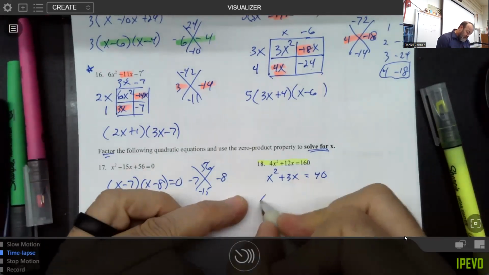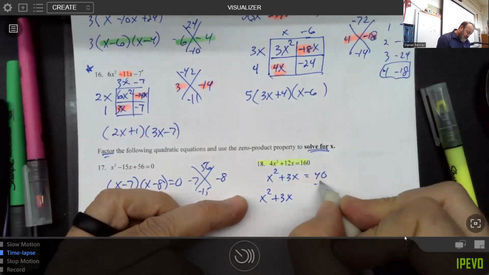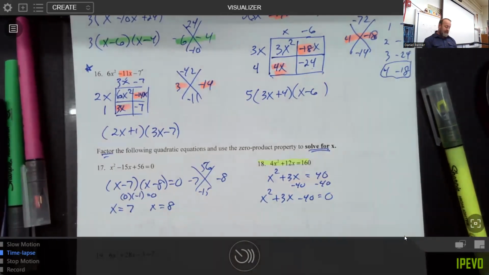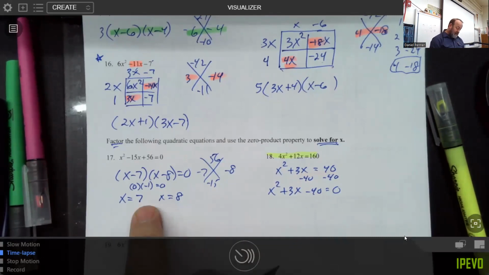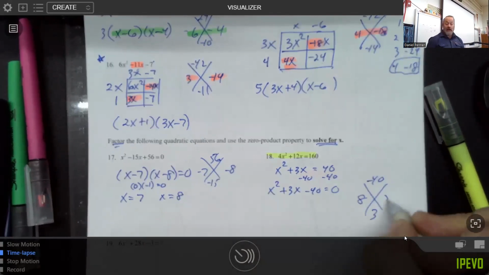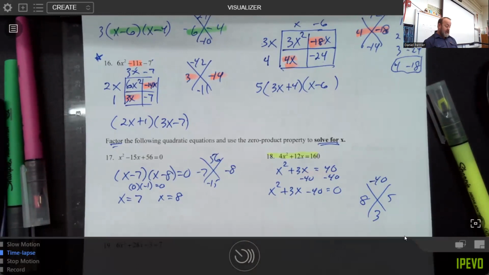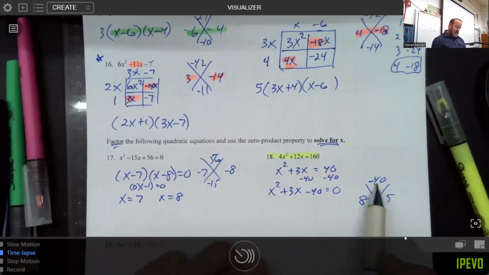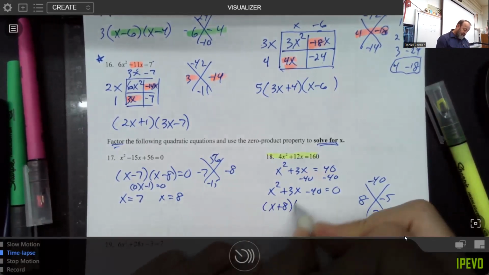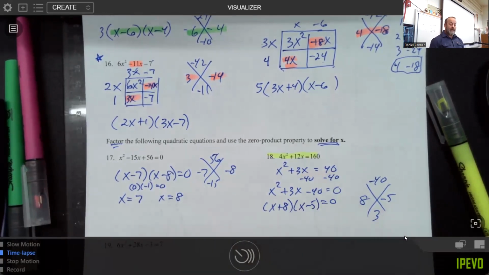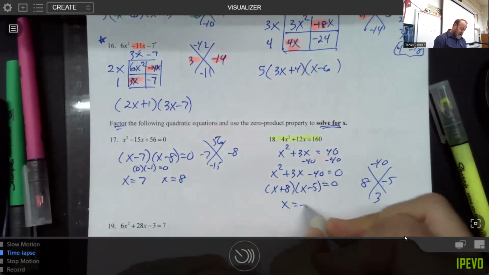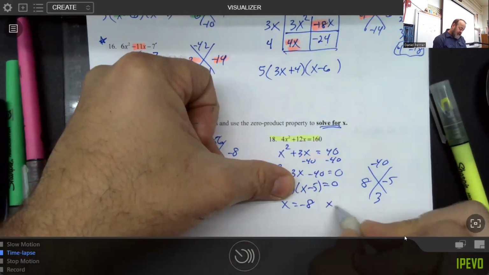And the problem, though, is we really need things to be equal to 0. So I'm going to take 40 away from both sides because if I subtract that 40, I'm going to get that. And just like this problem, I have a nice, easy problem where a is 1. And I know that 8 times 5 is 40. But of course, if their product is negative, one of those numbers must be negative, and it has to be the smaller. And so I've got x plus 8 and x minus 5. And we are ready to go because the number that would make that first one 0 would be -8. And the value that would make that one 0 would be +5.